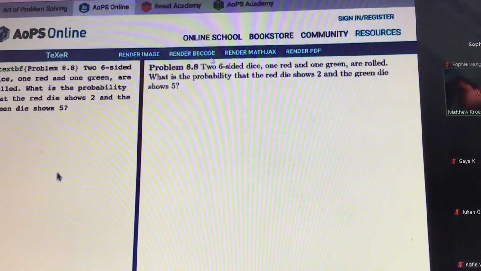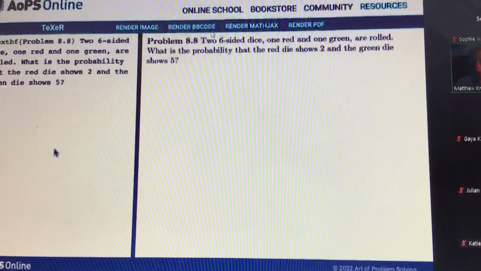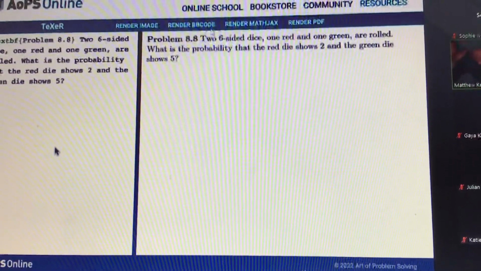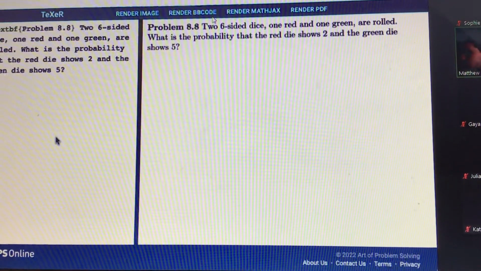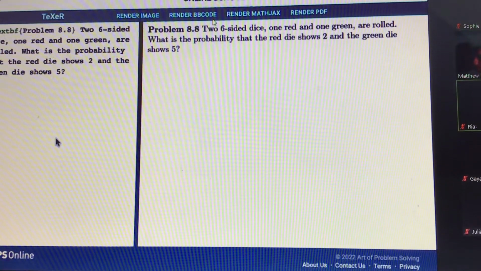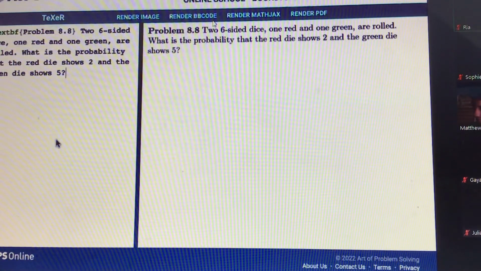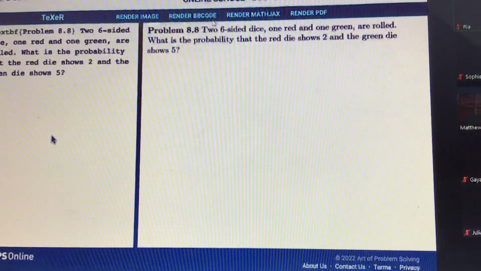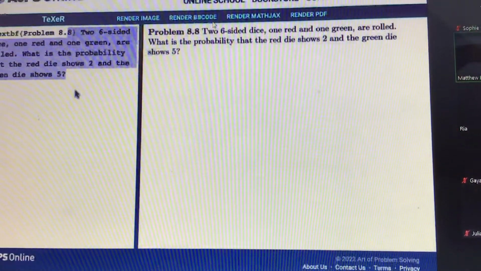A lot of times, the probability of A and B is equal to the probability of A times the probability of B, but not always. So I think we're going to talk a little bit about under what circumstances you're allowed to multiply them. Well, in general, you're allowed to multiply them if and only if they're independent events.